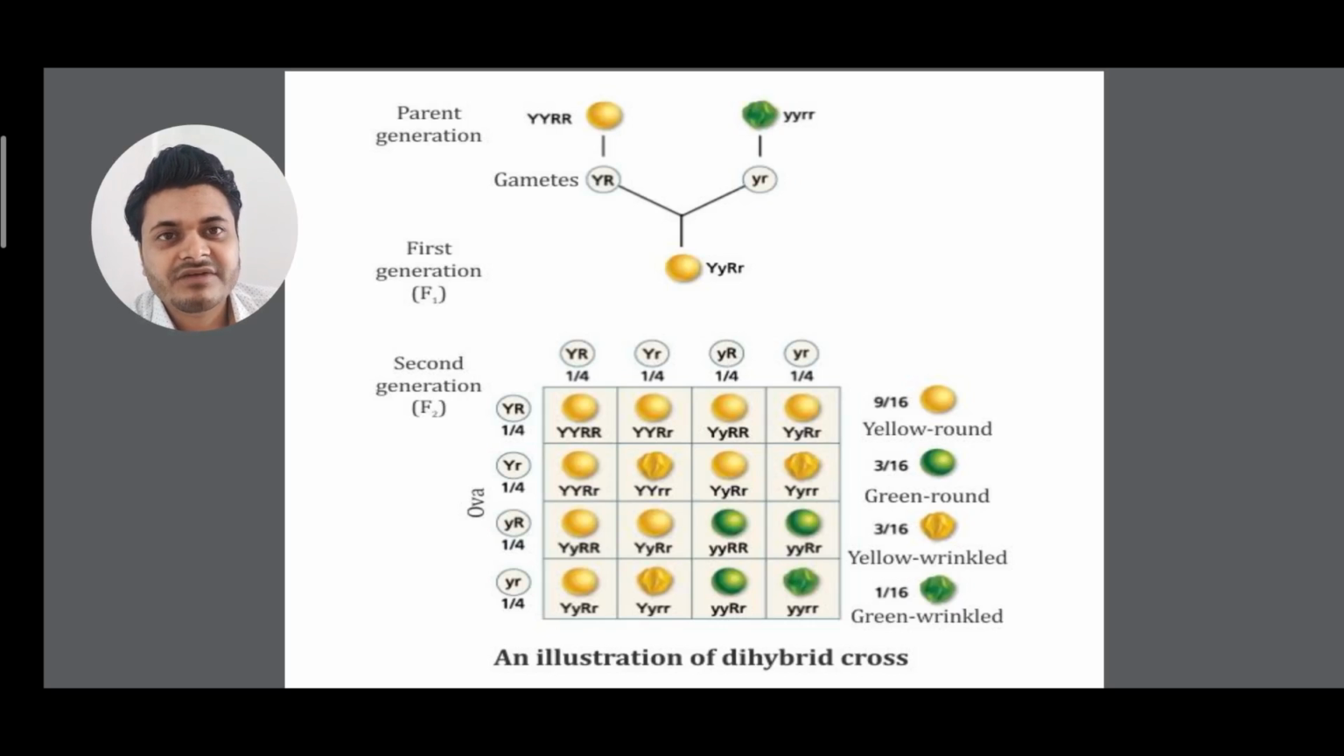So for round, round is the dominant, they have taken capital R and capital R for round, and wrinkle, it's a recessive character, so that's why they have taken small r and small r. Clear? And one more character they have taken, color. One is yellow, another is green. So yellow is dominant, that's why they have taken capital Y and capital Y, and green, that means small y and small y. So here two characters have been taken, two traits. Clear? One is shape, another is color.